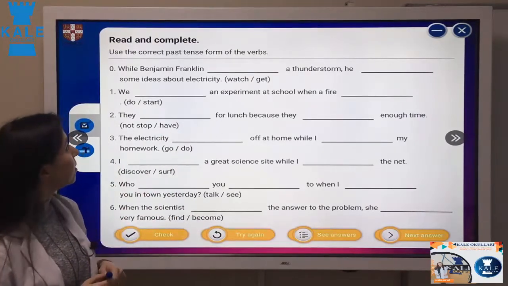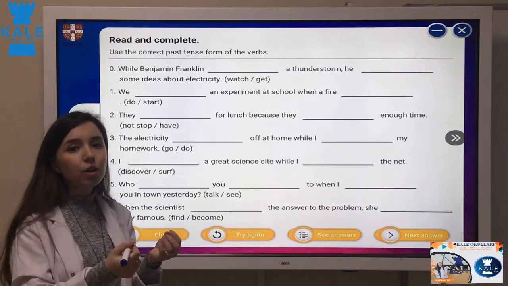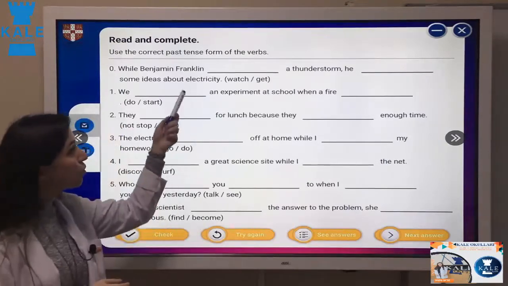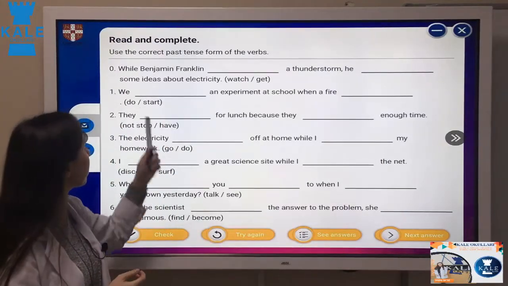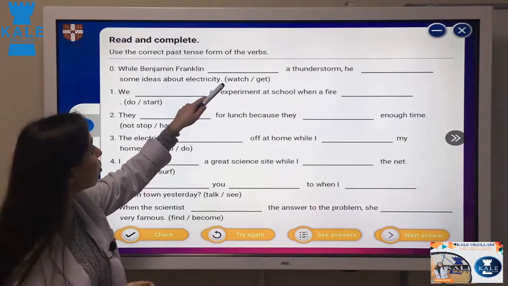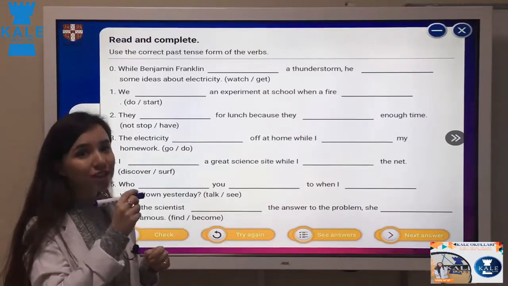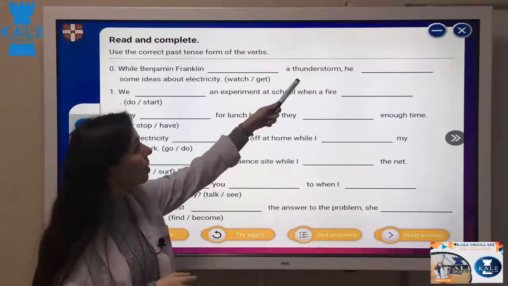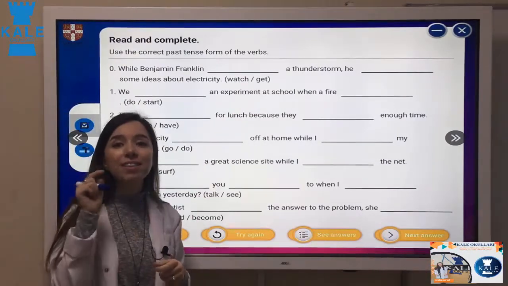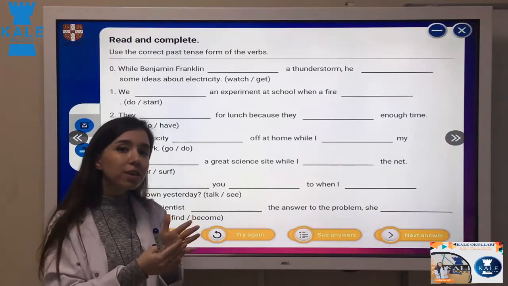So, now look at here. Use the correct past tense form of the verb. Because I know this topic everybody knows, it's not that difficult, I want to start with some exercises here. While Benjamin Franklin, look at here, we have watch, yes. What is the past form of watch? Watched, yes. Ed is coming. A thunderstorm, he got some ideas. We cannot write getted, yes. Get is an irregular form. So, the past form of it is got.